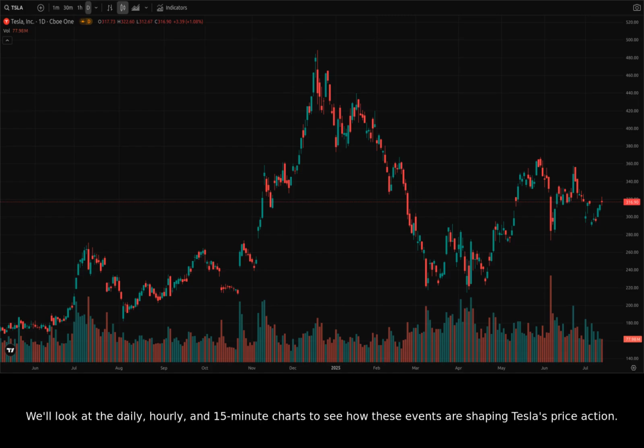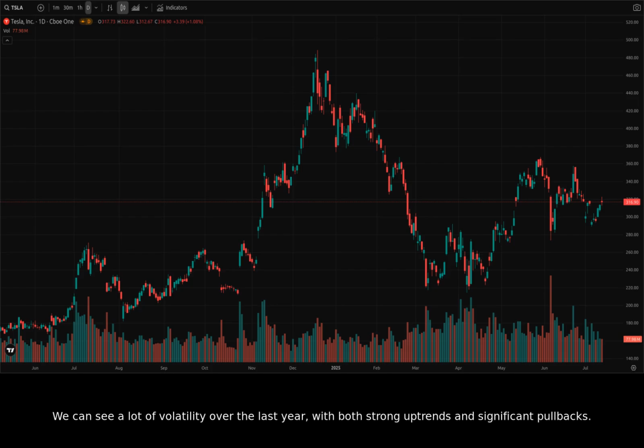We'll look at the daily, hourly, and 15-minute charts to see how these events are shaping Tesla's price action. We'll be looking for support and resistance levels, potential breakouts, and trend reversals. Let's start with the one-day chart to get a broad overview of Tesla's performance over the past year.